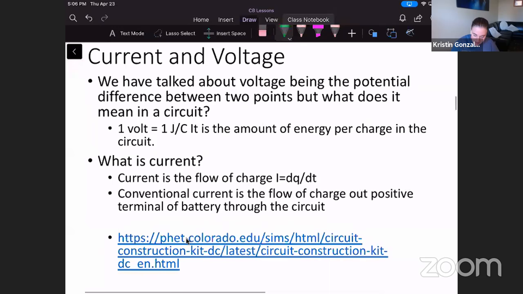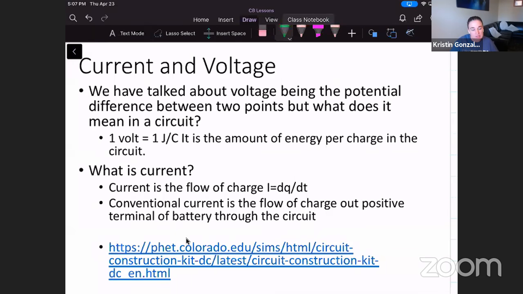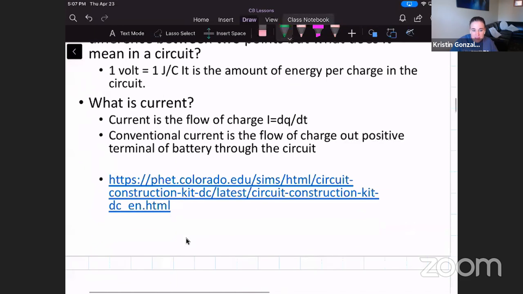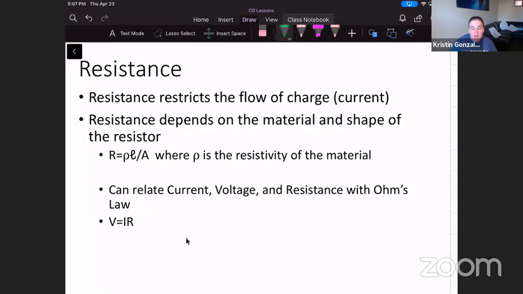Okay, so we've got that current and that voltage and what those are. And then we also have resistance within our circuit, right? So the resistance is what is restricting or resisting that flow of the current in the circuit. It depends on the material and the shape of the resistor. Our equation is that the resistance is equal to rho times L over A, where rho is the resistivity of the material.